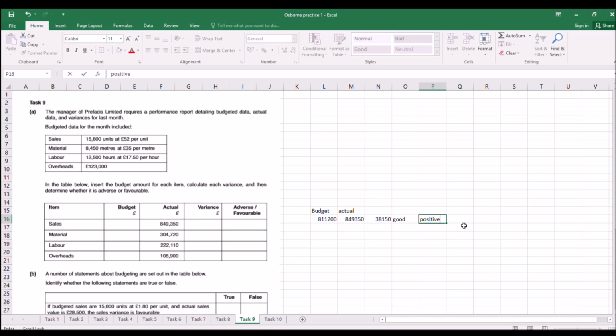Which is, in AAT speak, favourable. Okay. Then we'll do the materials one, so that's sales. Then let's do the materials.